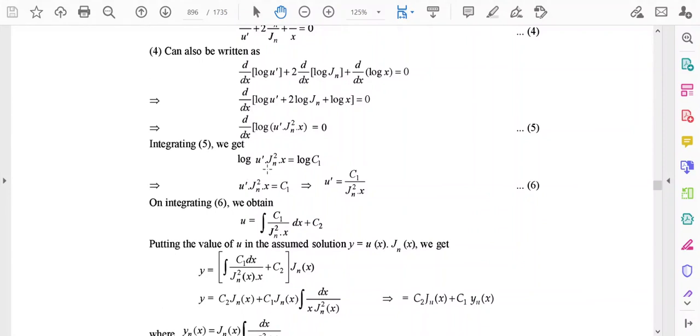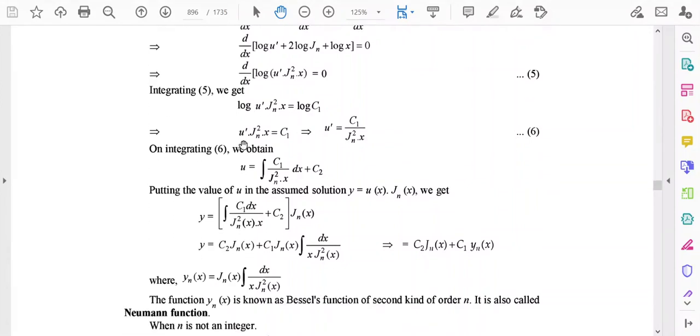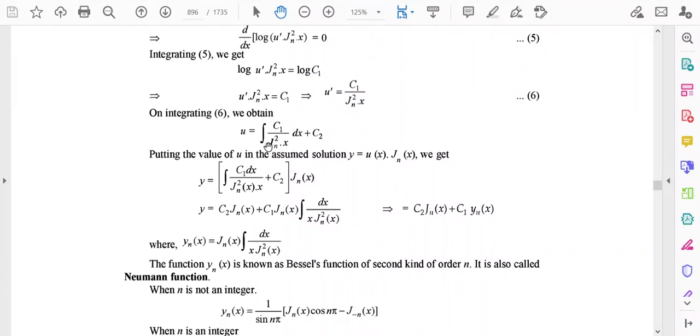So log (u' J_n² x) is equal to log c1. This is a constant actually. So we are integrating equation 5. After integration we can write log (u' J_n² x) is equal to log c1, so u' J_n² x is equal to c1, and u' is equal to c1/(J_n² x). Again after integration, u is equal to the integral of c1/(J_n² x) dx plus c2.